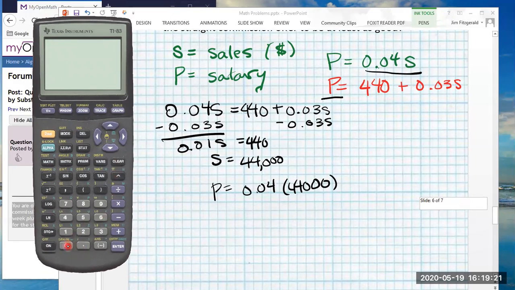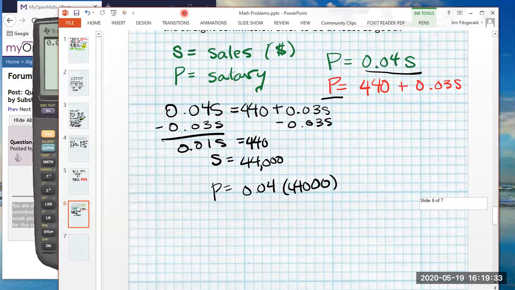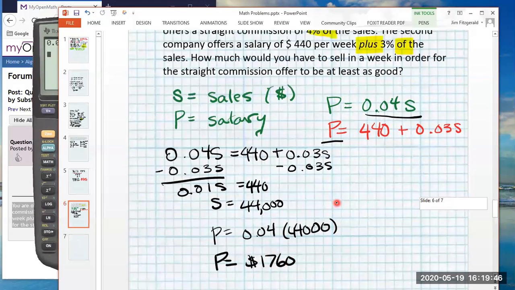Okay, so if I can just multiply those out, I'm just going to look at my calculator here. I got 0.04 times 44,000, and that equals 1,760. Okay, so my pay is going to be $1,760.